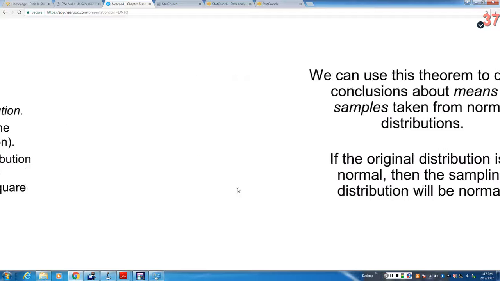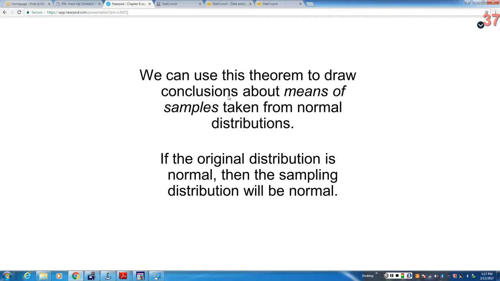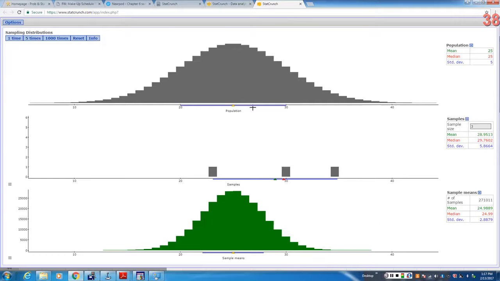Okay, so now we can use this theorem to draw conclusions about means of samples taken from normal distributions. If the original distribution is normal, then sampling distributions will be normal. In other words, look what we had here. We started with a normal population. We had sample after sample. Of course, we got a normal distribution back, right? That's what that theorem is saying right there. So any questions on that theorem?